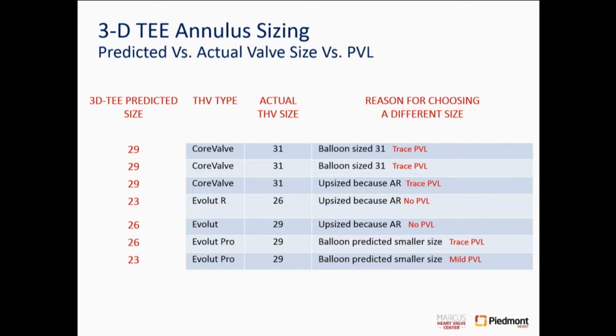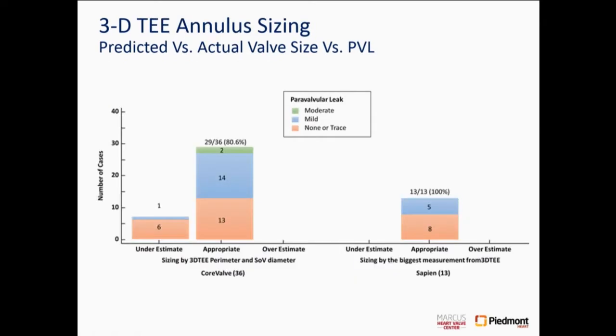We also tried to match that with balloon sizing in some of these patients, and yet we underestimated compared to the balloon sizing. So we then included the SOV diameter, which can also be automatically measured by 3D TEE using the same modeling method. When we included the SOV diameter for 3D annulus sizing and predicting CoreValve size, the comparison between the actual valve size used and the 3D TEE predicted valve size dramatically improved from 63% to 80%.